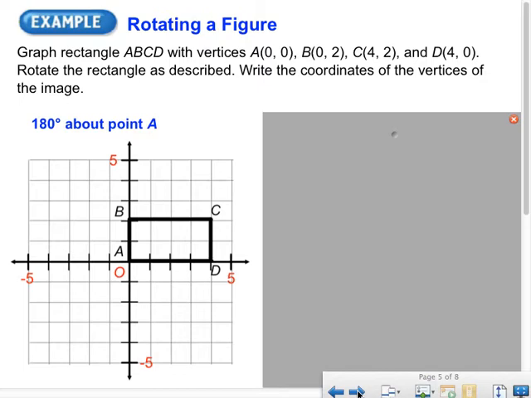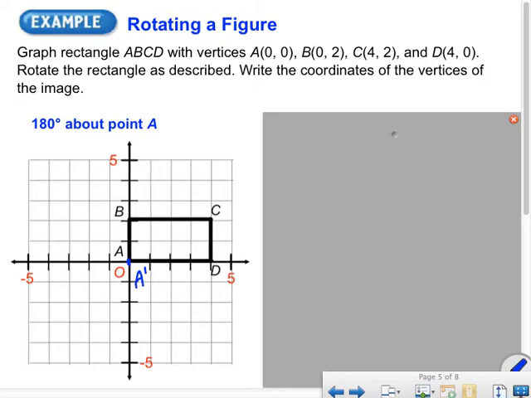Okay, what are my new coordinates? Does A change? No, that's where we're rotating. We're rotating about the point A. So the image of A is just going to stay the same. What about the image of B? Where does that end up? Negative 2, 0. Is she right? Negative 2, 0 would be right here. So if I rotated, that would be 90 degrees, but we want 180 degrees. No, B does not change.